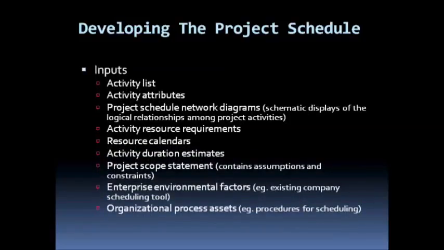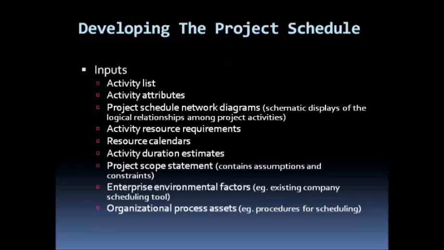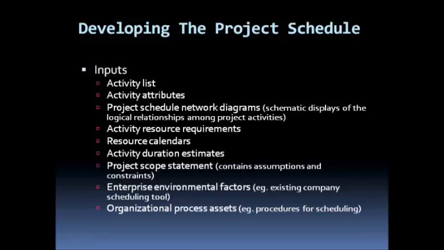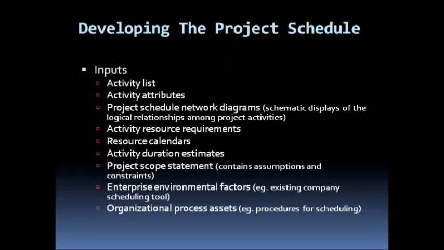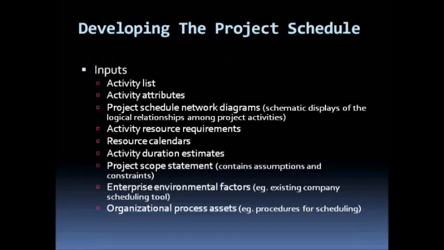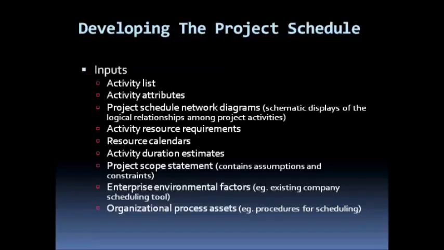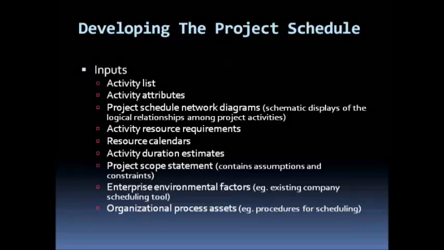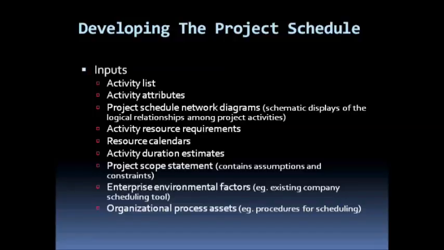So as we said, it will be depending on our activity list, the attributes, our schedule network diagrams that we used to sequence the activities, the resource requirements, resource calendars, which will tell us when resources will be available, the duration estimates for each activity, the scope statement, which would contain some assumptions and constraints, and the enterprise environmental factors, such as the existing company scheduling tool, and, for instance, procedures for scaling organizational process assets.